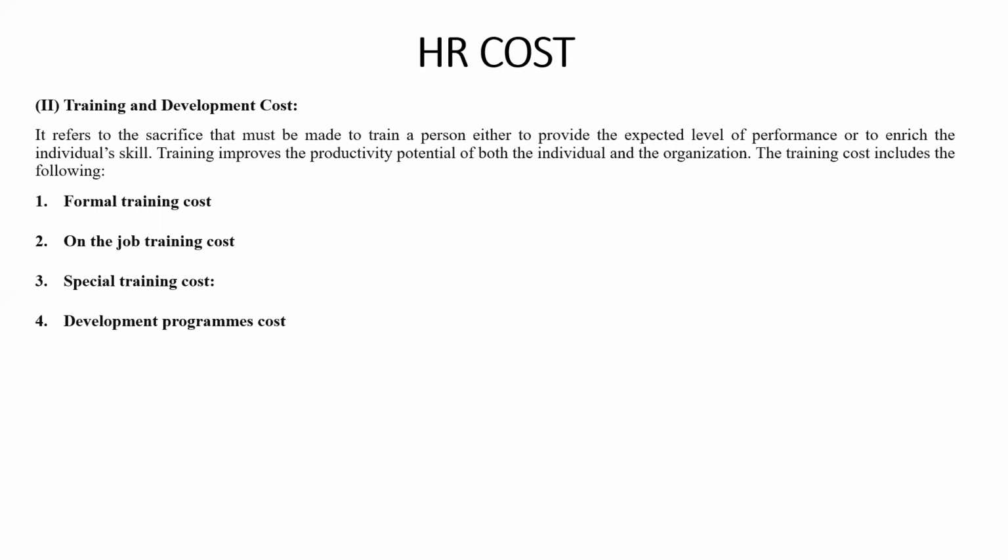Formal training is what? It refers to the cost incurred in conventional training for the orientation of an individual so that he can operate the work. The remuneration to the training staff and the fixed cost of training schools are essentially human resource investment items.